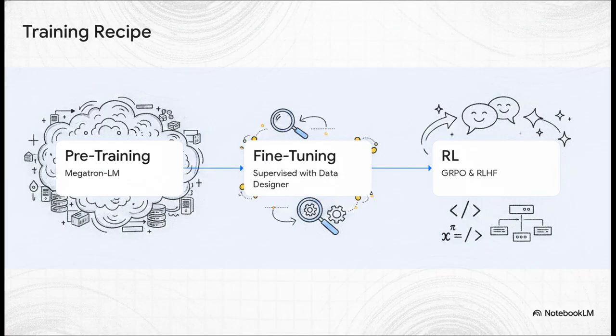The actual training pipeline happened in 3 distinct stages. Step 1 was that massive pre-training run using Megatron-LM. Then, step 2 was supervised fine-tuning. Here, they used NVIDIA's Data Designer library to really hone in on agent skills like tool calling and generating structured outputs. Finally, step 3 is where the real magic happens: reinforcement learning. They deployed synchronous GRPO to evaluate how well it used tools over multiple steps, and then smoothed out the conversational tone using RLHF. Basically, they used human-guided feedback to make sure the model is actually helpful and safe to use.